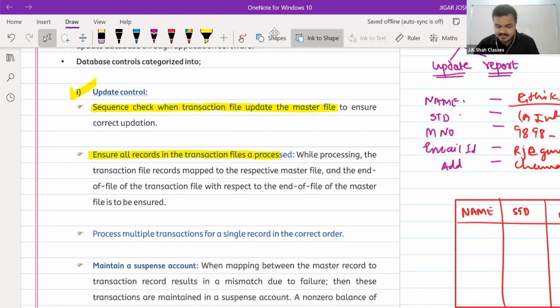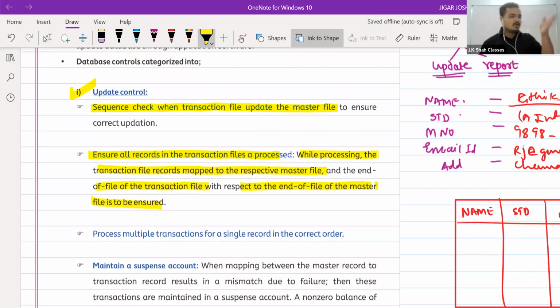See this. While processing, the transaction file record is mapped, meaning connected, to the respective master file, and at the end of the transaction file, with respect to the end of the master file.